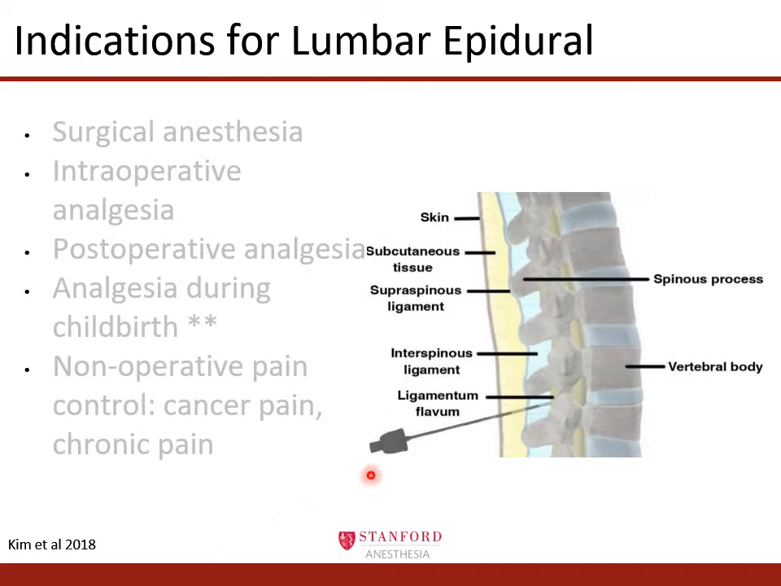First, how does it work? Using a 2E needle, we place a catheter in the epidural space, which allows us to administer analgesics and local anesthetics to the dorsal and ventral nerve roots exiting the spinal cord.